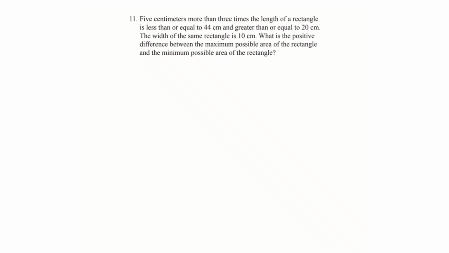Alright, so what we want to do is translate all of this information to equations, to make it more digestible and so that we can better understand where we want to get to with the answer. So let's take a look here. 5 more than 3 times the length, and let's call the length x. I don't use L because that can occasionally be confused with the 1. So I'm using 5 plus 3 times x. It says it is less than or equal to 44 centimeters and greater than or equal to 20 centimeters.